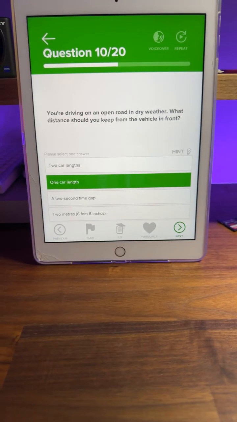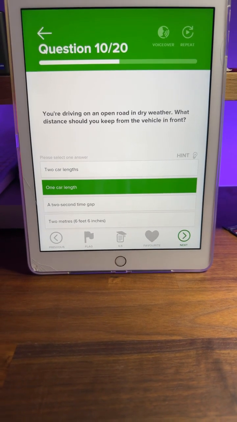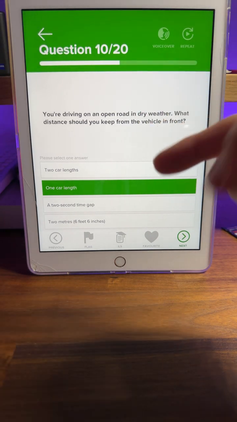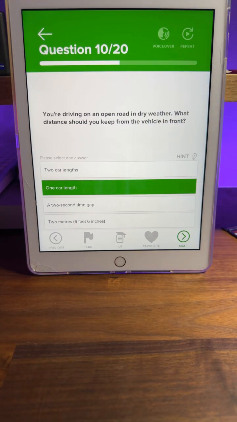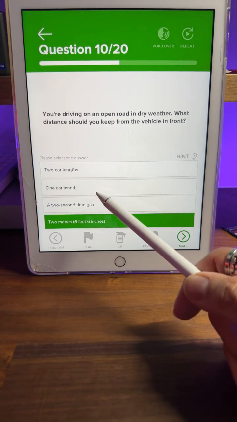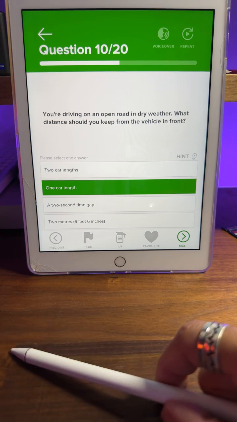Definitely no, 1 car length is way too close to the vehicle in front. Would you have time to stop and brake without smacking that car in front of you if you were that close? No, it doesn't make sense. Okay, 2 meters, 6 foot 6 inches. That's even less than 1 car length. That's less. So that's not good.